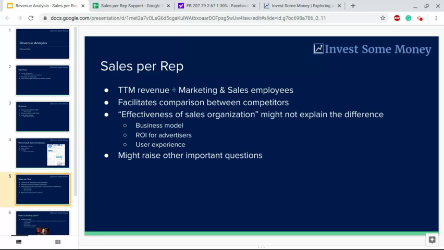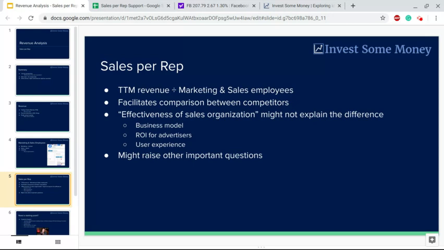One company might have a better business model. In this example, the return on investment might be way better for advertisers on Facebook than it is on Twitter or Snapchat. So they pump more money into buying ads on Facebook. Therefore, the sales per rep is considerably higher for Facebook. Could be the user experience. If Facebook's more broadly popular, its format might be more conducive to ads that get a better ROI and therefore more sales per rep.